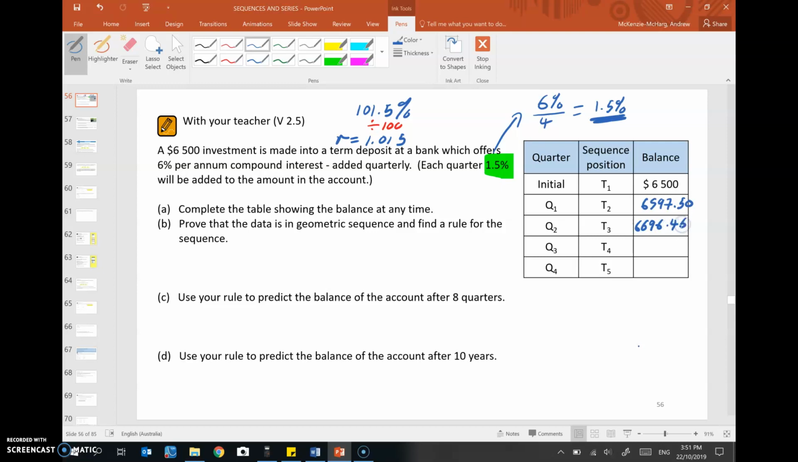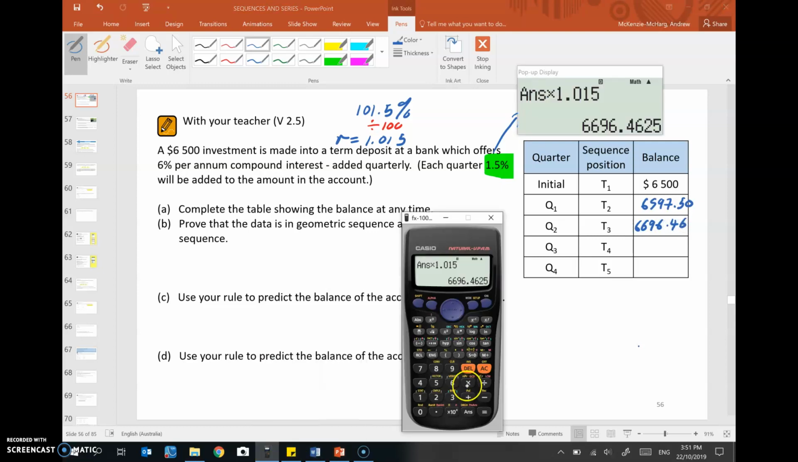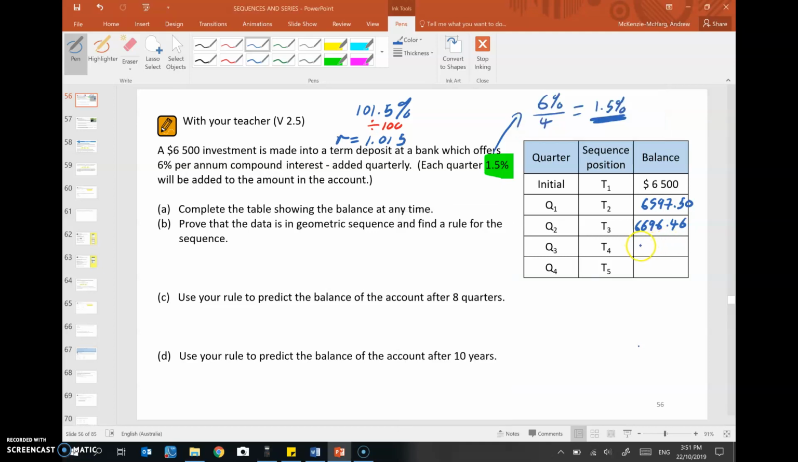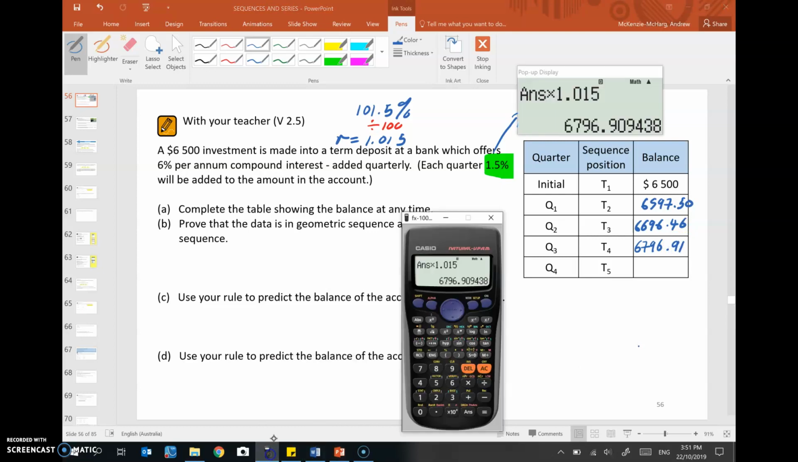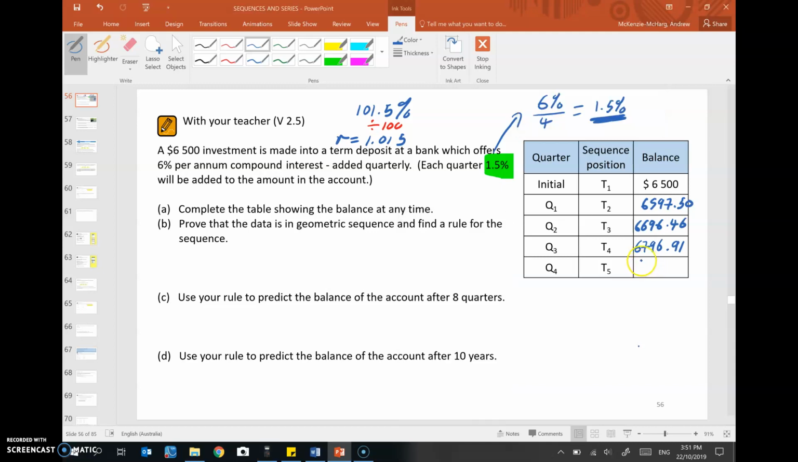So we're going to round to 2 decimal places each time because it's money, so we're going to go to the nearest cent. 6,796.91. And finally 6,898.86. Okay, so we've completed the table, and that shows us the balance up until quarter 4, which is 1 year into the investment.